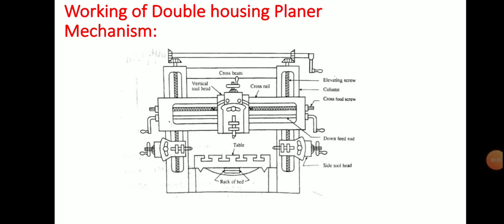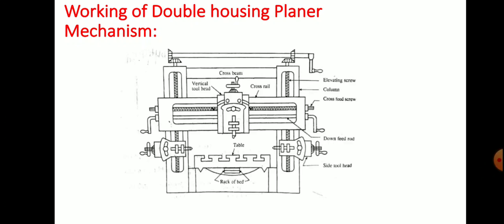In this process, the workpiece is reciprocated and passed over the cutting tool, which is stationary. Here the tool is kept stationary and the workpiece is reciprocated. The tool heads are moved by hand or by power drive to give the feed. Here we give the feed either manually or by power drive.